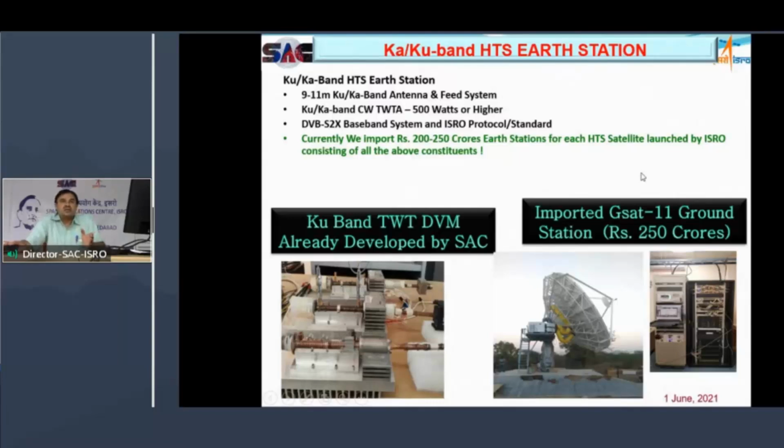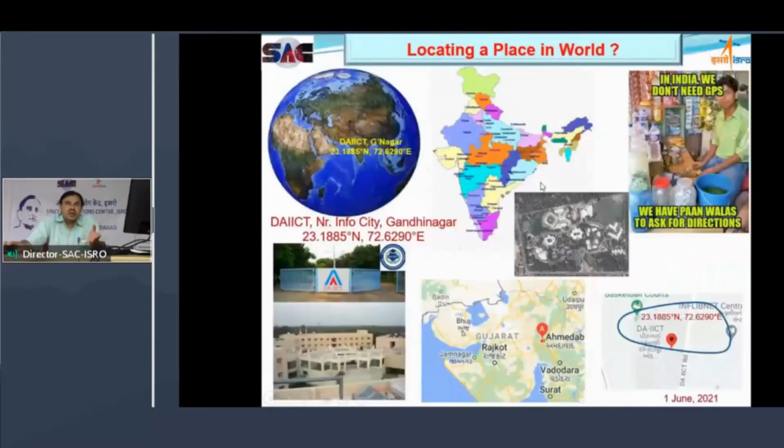So it contains a lot of antenna, feed systems, transmitters, receivers, and digital systems as a part of this earth station. So as I said, the space segment is one part of the story. Ground segment is again another part. Now we move to satellite navigation very quickly.